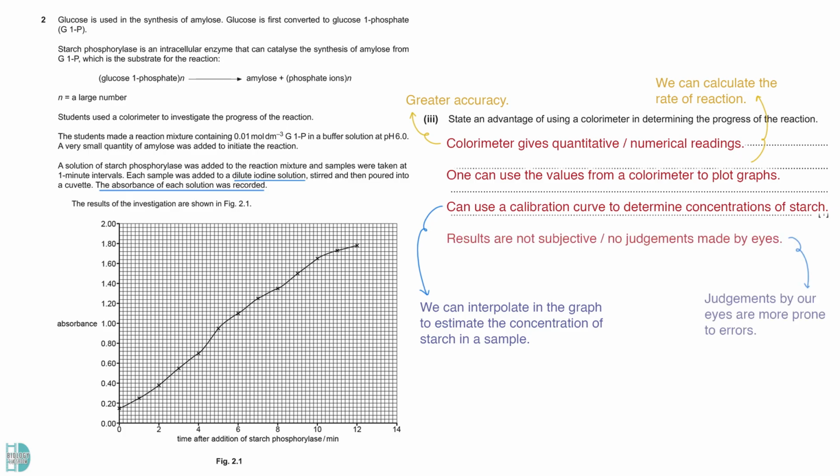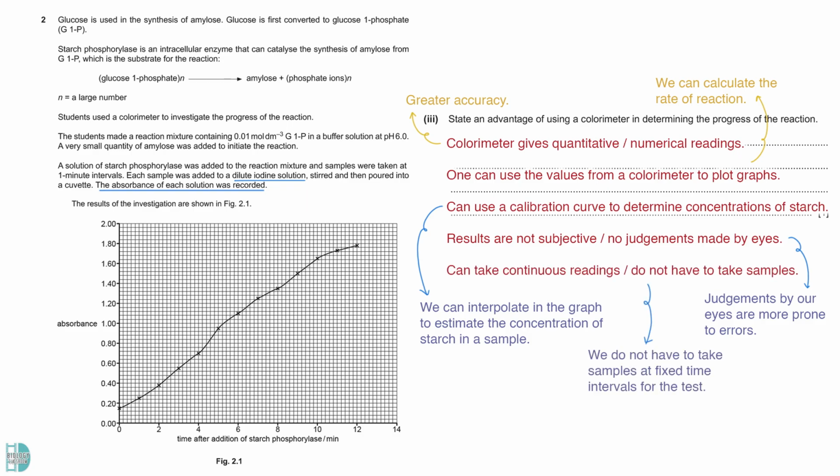Comparatively, observation of colors by eye is very subjective. Judgments by our eyes are more prone to errors. In some cases, we can leave the solution in the colorimeter and take continuous readings. We do not have to take samples at fixed time intervals for the test.